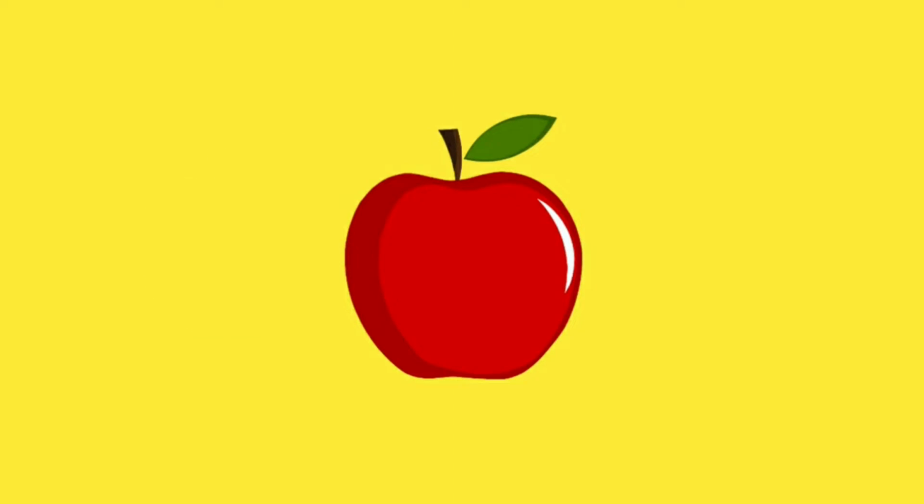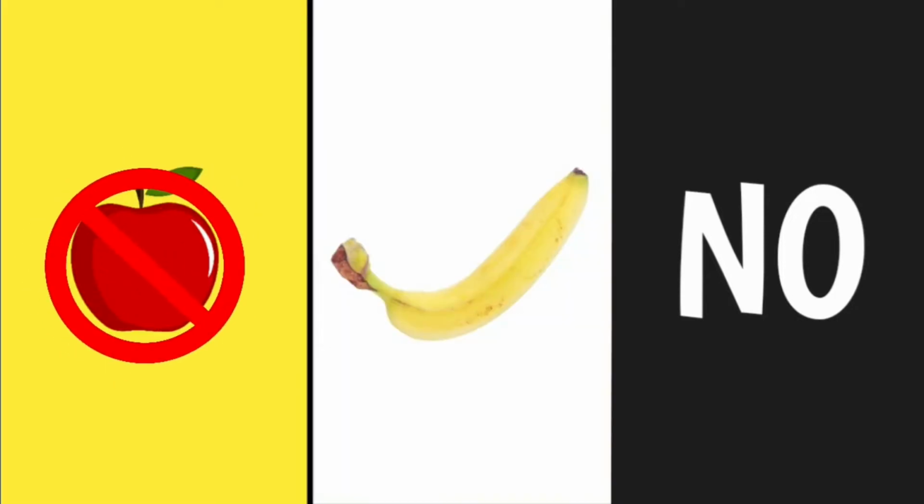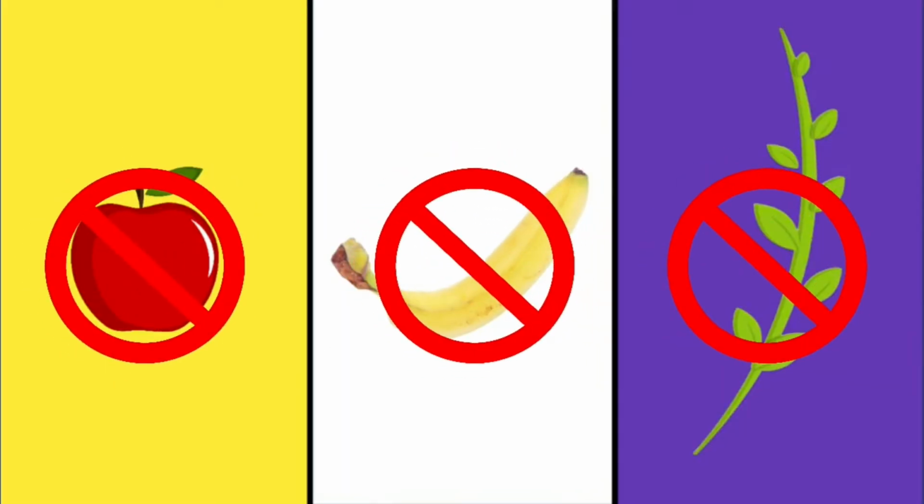Apple is red. Banana is yellow. Leaves are green. No, no, no. Apple is not red. Banana is not yellow. And leaves are not green.